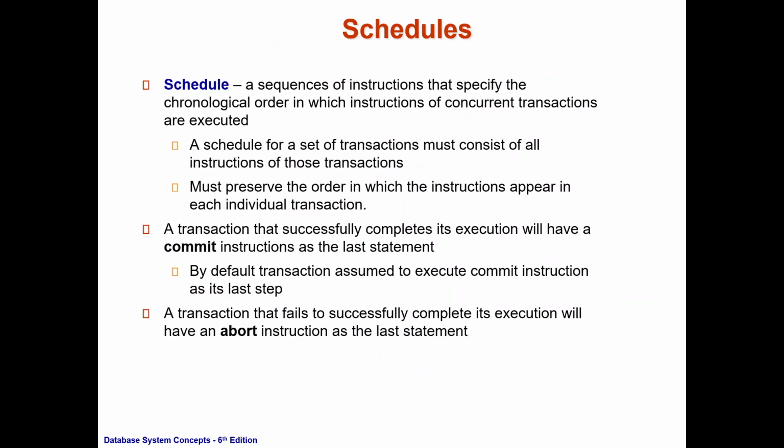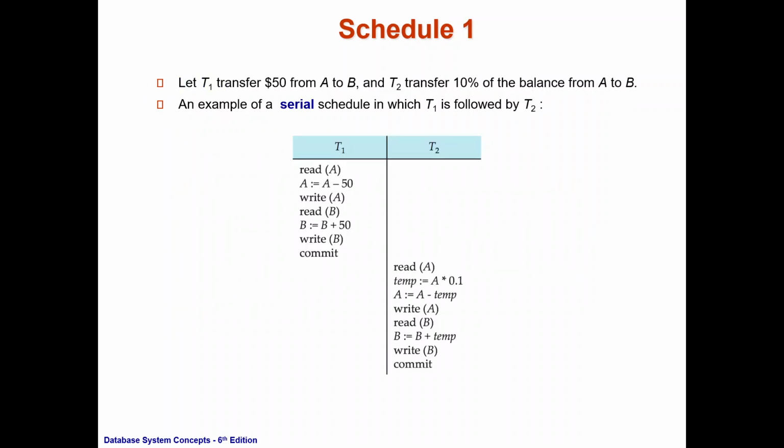Then what is a schedule? A schedule is a sequence of instructions that specifies the chronological order in which instructions of concurrent transactions are executed. It is just a sequence: first you do this, then you do this. Say first you read A, then withdraw 50 from A, then write A. Before that, if you read B and add A to B, that is inconsistent. A transaction that successfully completes its execution will have a commit instruction as the last statement. If the transaction fails, it has to abort and roll back, and start a new transaction.